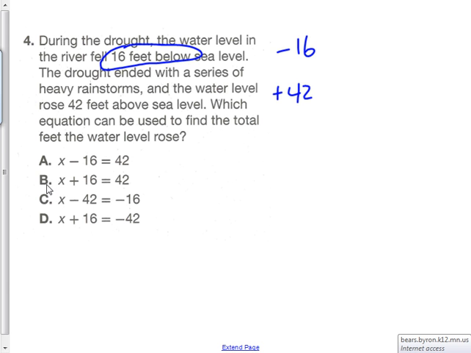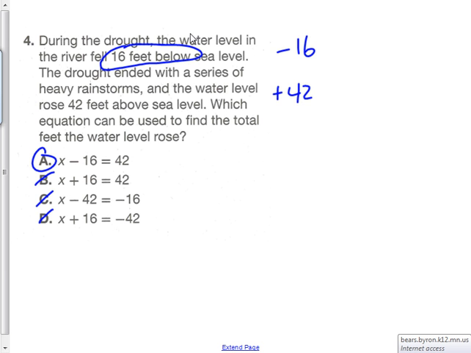This one says plus 16, so I don't really like that option. Again, this one says plus 16. This one says negative 42. So this one here shows me that I have a negative 16 and a positive 42. So I'm liking choice A.